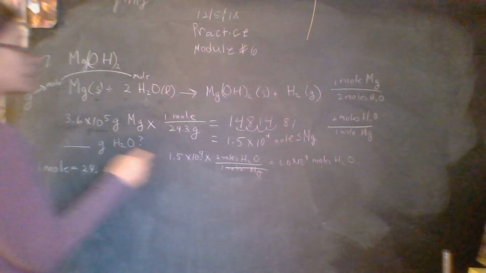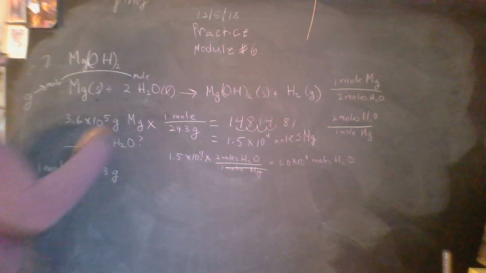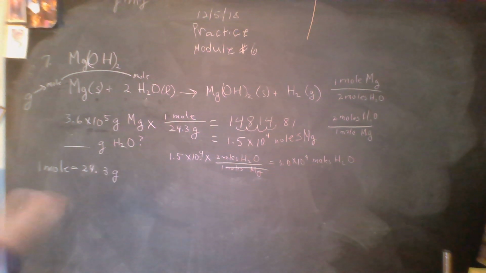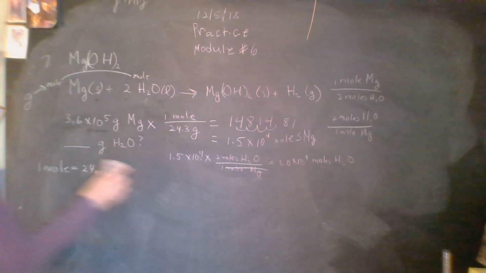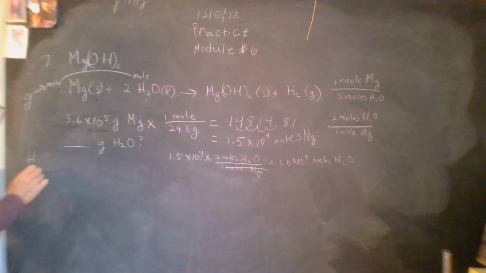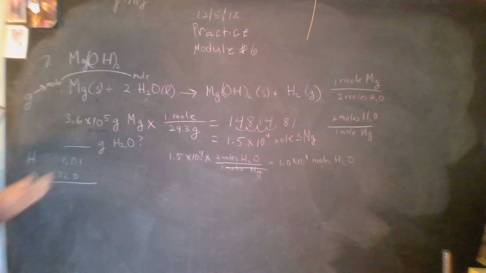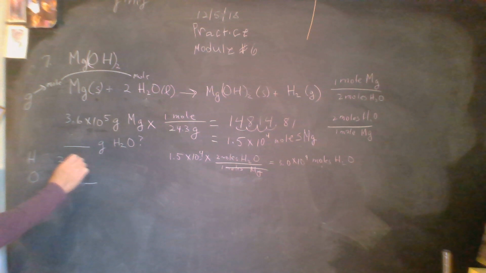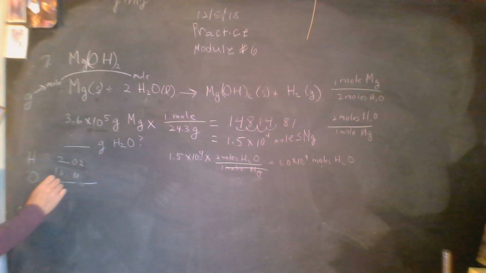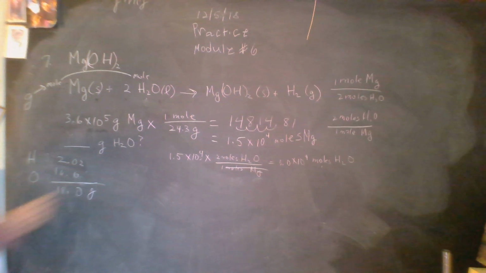Am I done yet? No, because I still don't have my grams. So one more final step where I relate grams to moles of H2O. I have to go back to my molecular weight. Hydrogen is 1.01 and oxygen is 16.0. Excuse me, there's 2 hydrogens, the other way around: 2.02 and 16.0 for oxygen. So we end up with 18.0 grams per mole of water.